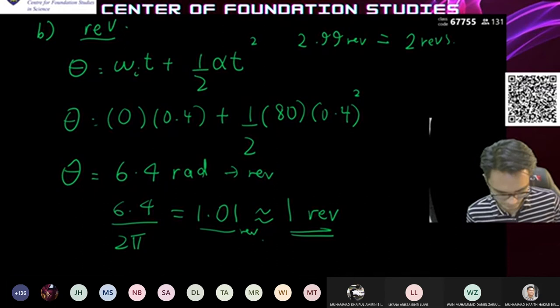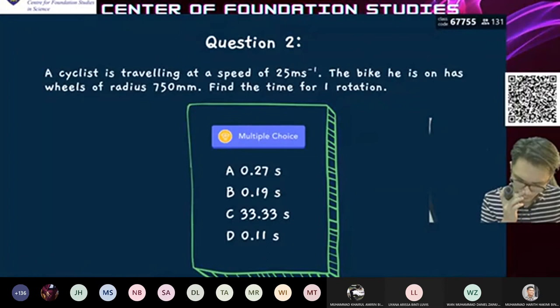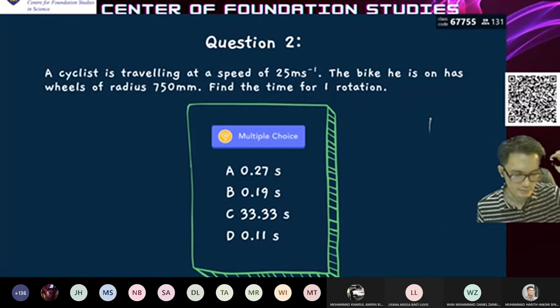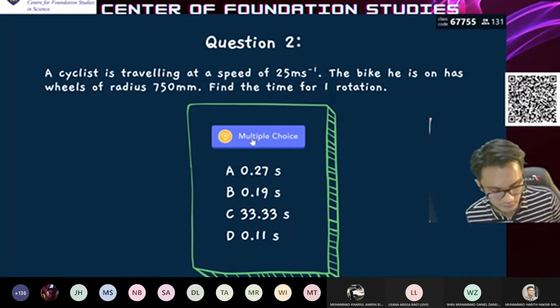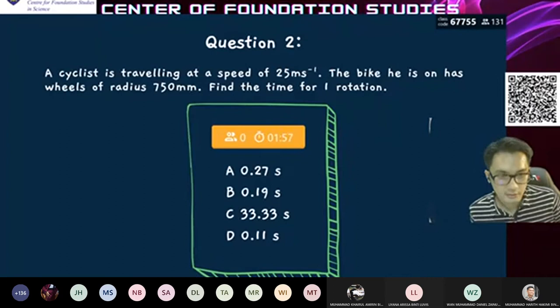Okay, this. Question 2. This one is an MCQ. A cyclist is traveling at a speed of 25 meter per second, and the bike he is on has wheels of radius 750 millimeter. So find the time for 1 rotation. Question asks for the time. Read carefully. The question asks for time, not angular velocity. So you need to find the time.